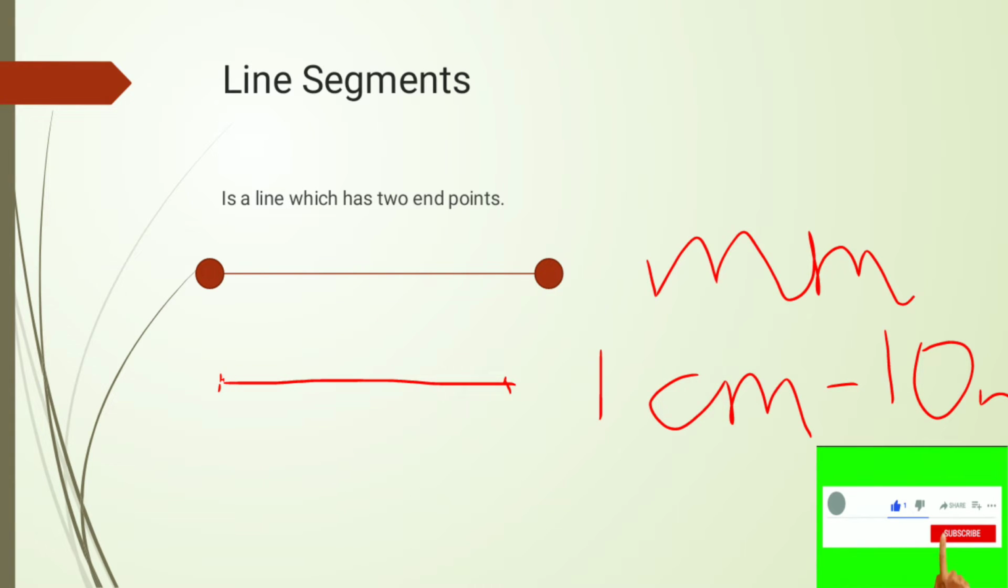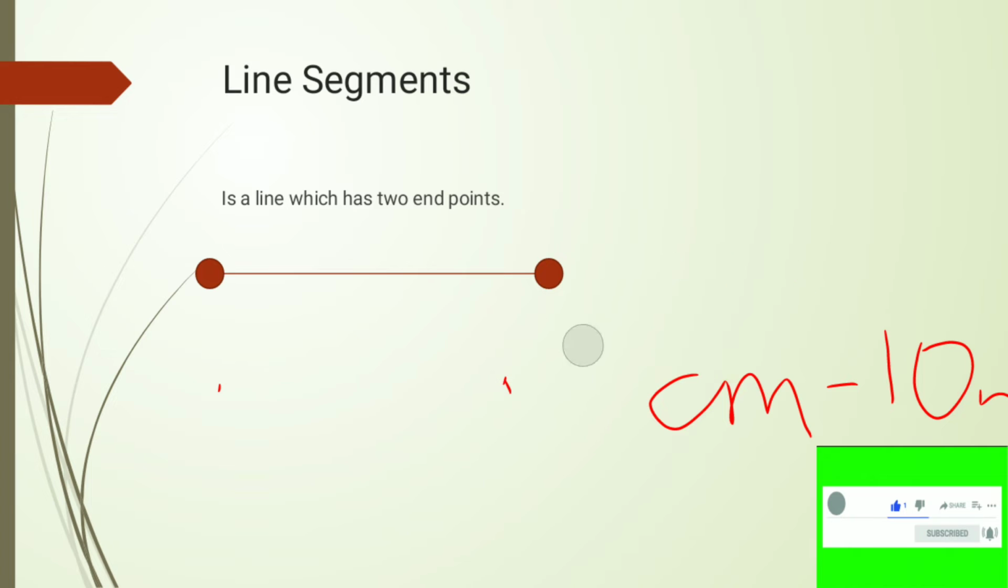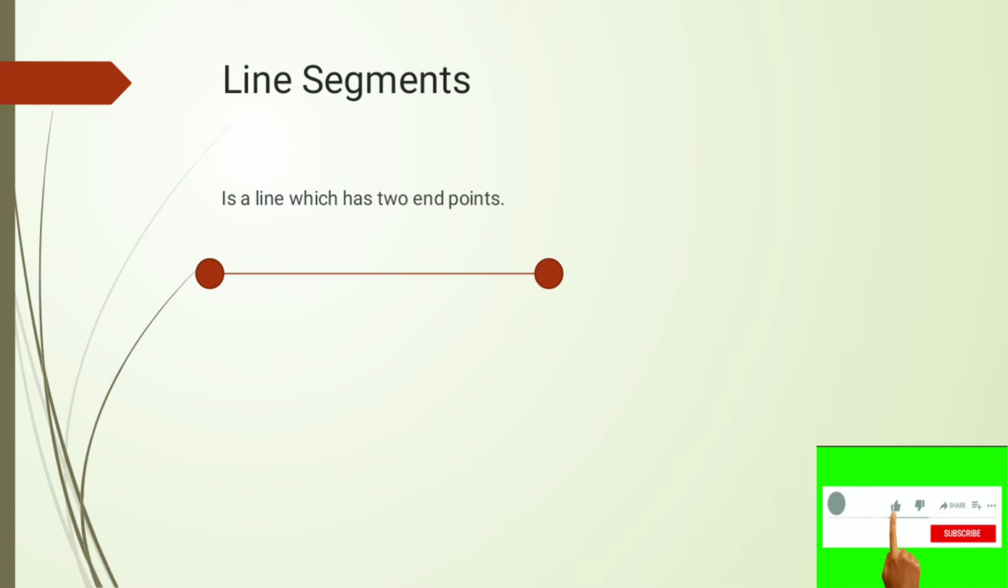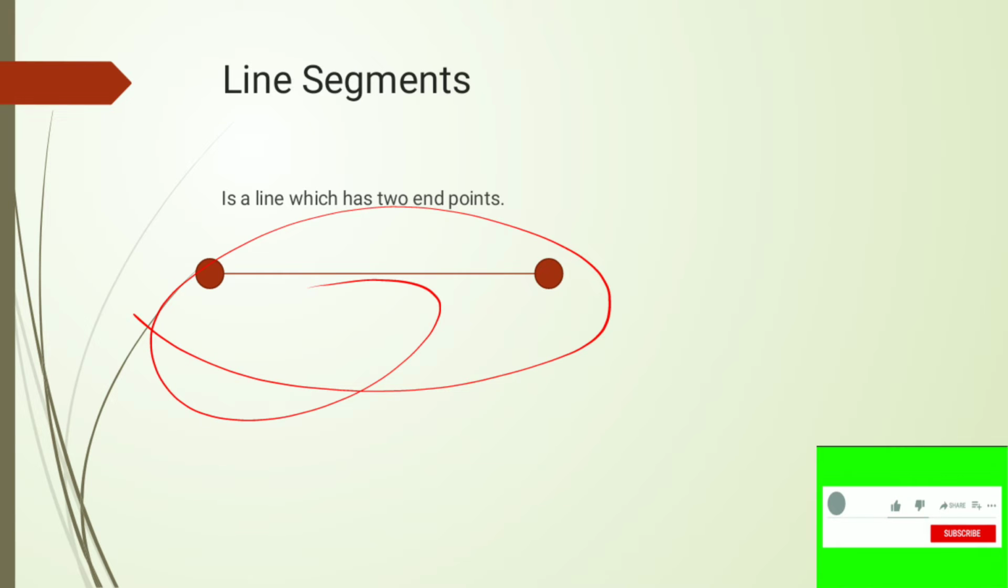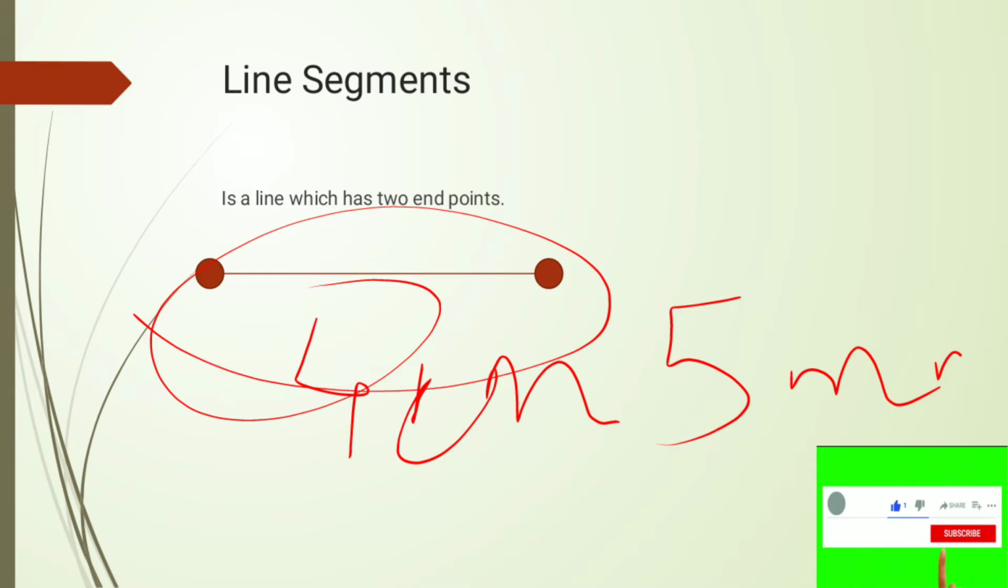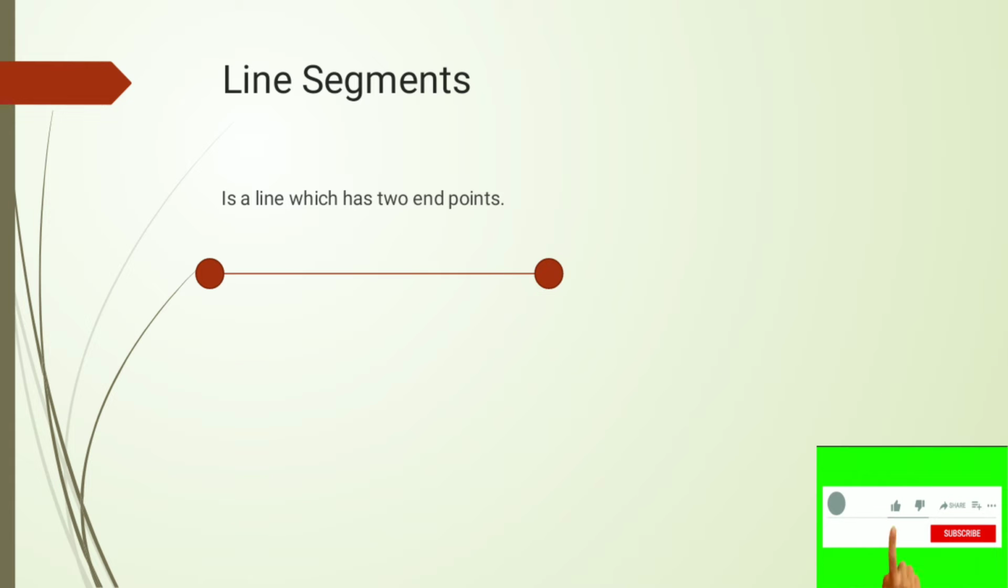So, how to write it? I'll erase this all. So, how to write the millimeters? Okay, so if this scale is 4 centimeters and 5 millimeters, so 4 centimeters and 5 millimeters, how to write it? We will write it as a line segment.